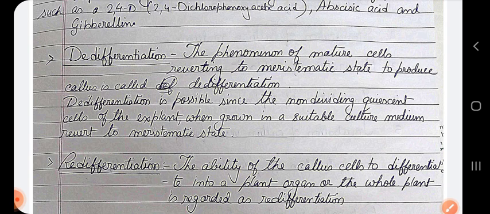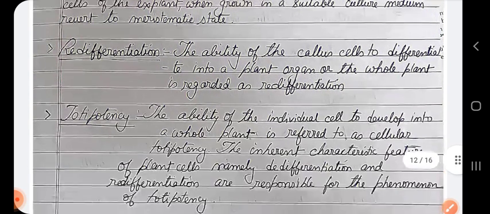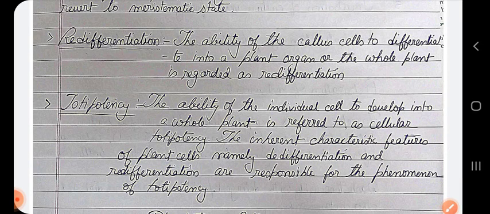It has been shown in the laboratory by scientists that non-dividing quiescent cells, quiescent means inactive, when they are cultured in the tissue culture medium or suitable culture medium, can reverse to form meristematic tissue. There is a property called totipotency that I will discuss here. Totipotency is the ability of each plant cell to develop into a whole plant.